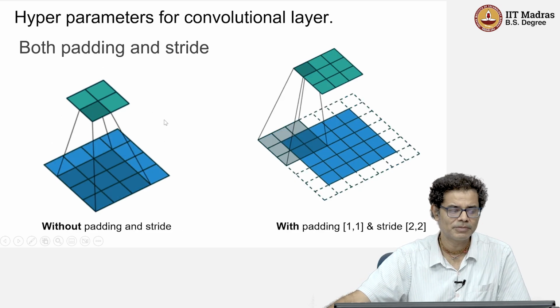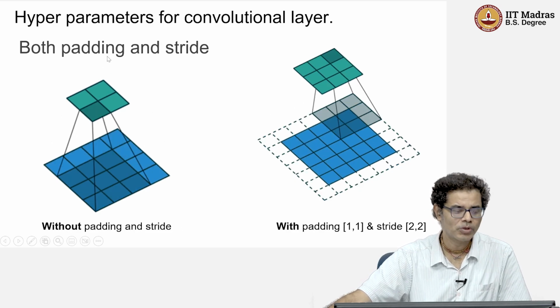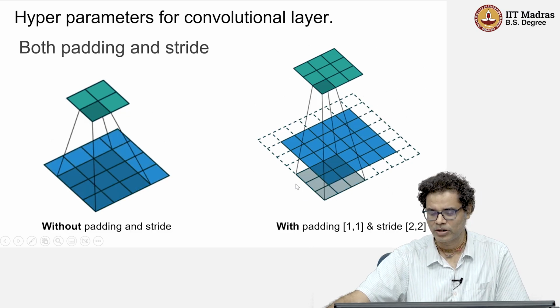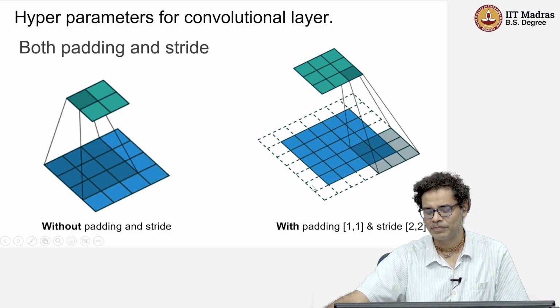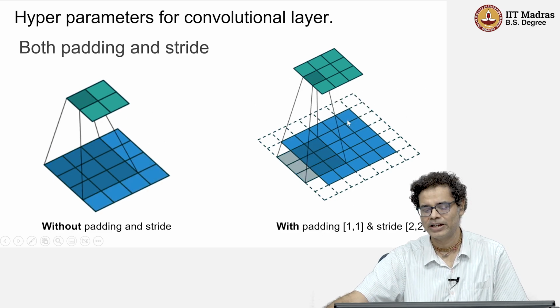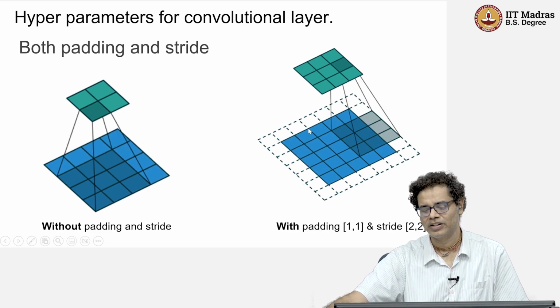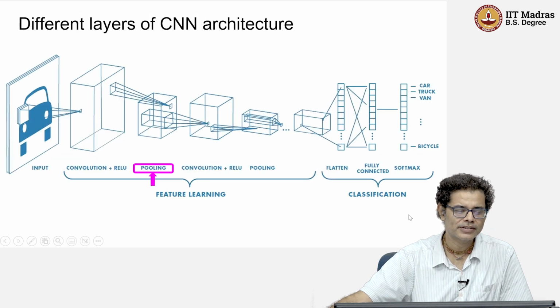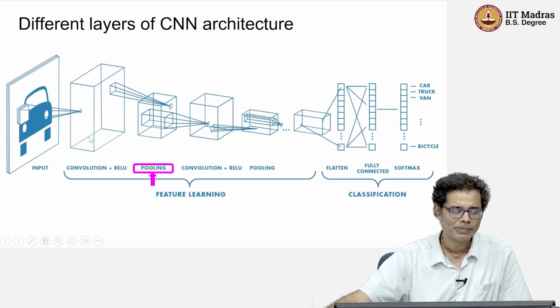So this is also another hyperparameter, and you can of course combine both of them. You can also pad. For example, this is padding of 1, 1 and stride of 2. Padding of 1, 1 means you're adding one layer of 0s, and then you're striding by 2 pixels, or jumping over 1 pixel. So that is what this is. And so this is about convolution.